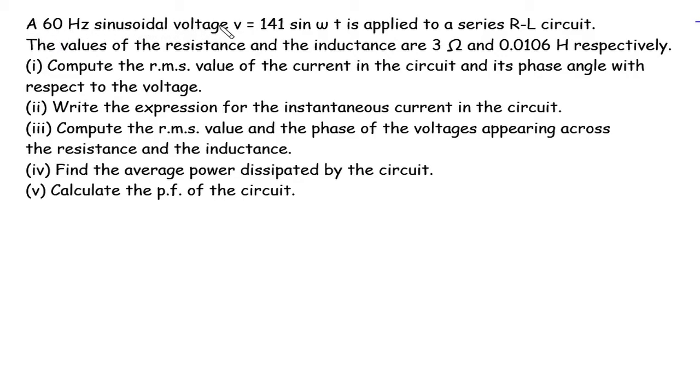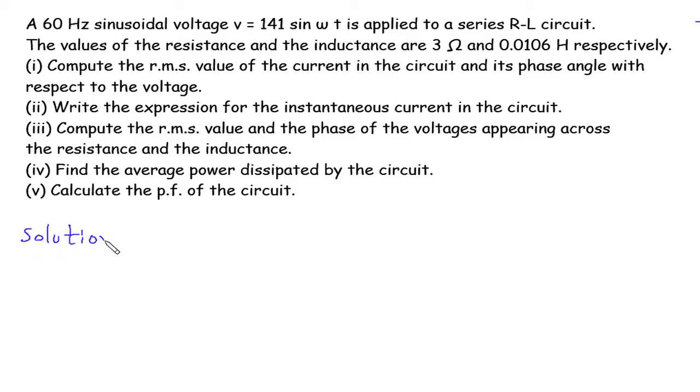A 60 Hz sinusoidal voltage V equal to 141 sin omega t is applied to a series RL circuit. The values of the resistance and the inductance are 3 ohm and 0.0106 Henry respectively. Number 1. Compute the RMS value of the current in the circuit and its phase angle with respect to the voltage.